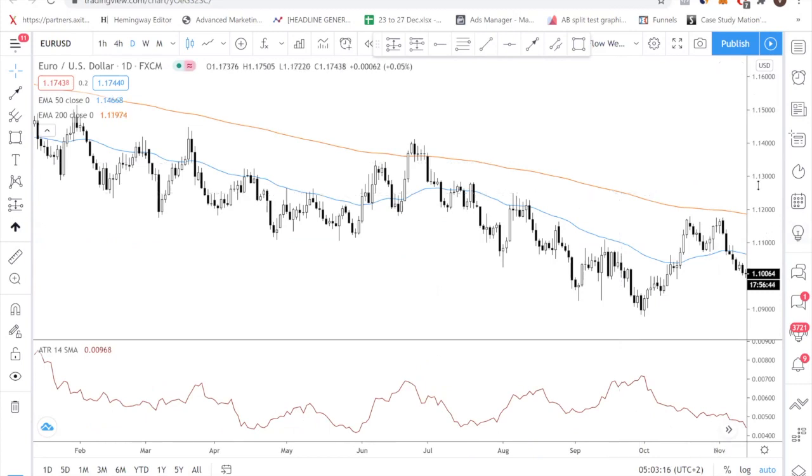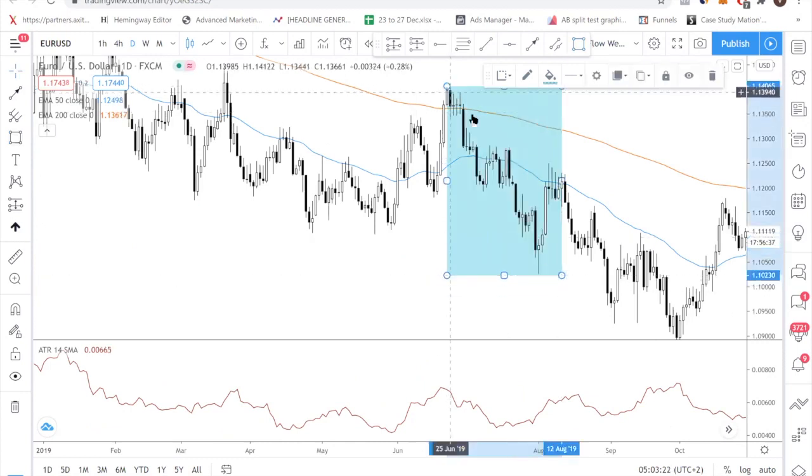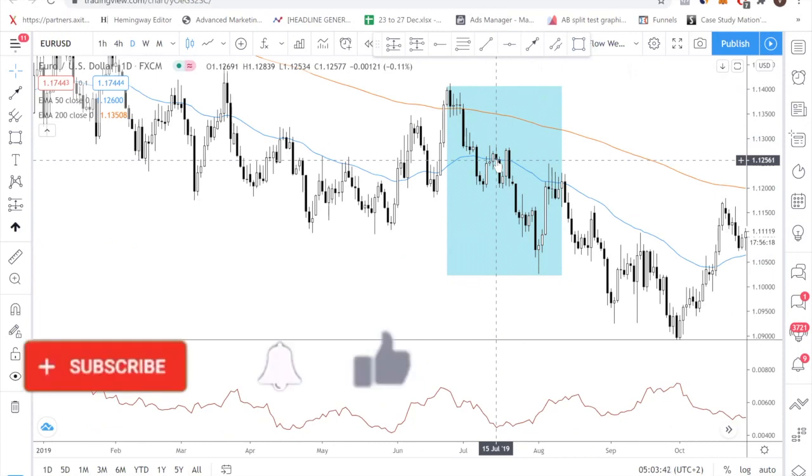Okay, we have it here. Let's say that we are somewhere over here right now. Let's look at this area, this zone. Criteria number 1 is that the price must be trading below the 200 EMA. So yes, it is. Criteria number 2 is that you must see a form of rejection at the 50 period EMA. So we have that as well.